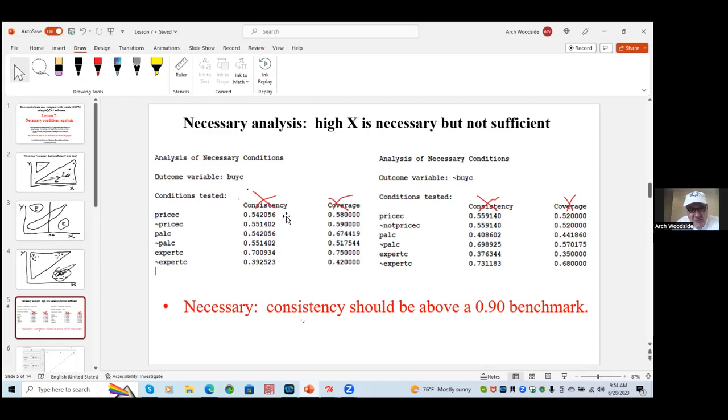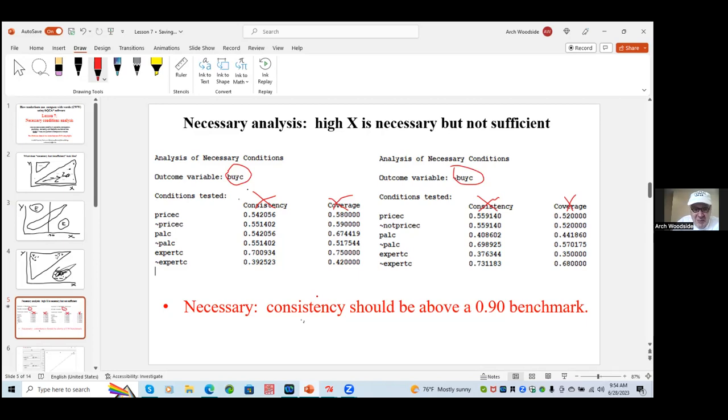And if you look at all these, this is for buy here, I'm going to put a circle around this. This is for buy. And over here is for not buy. You actually do it twice, buy and not buy. And this is what your table looks like.